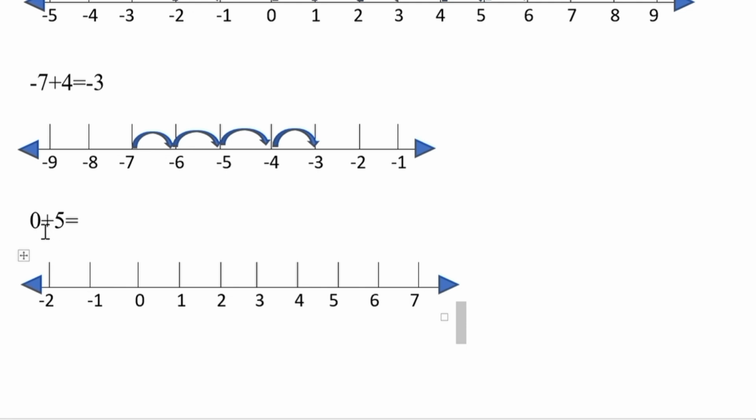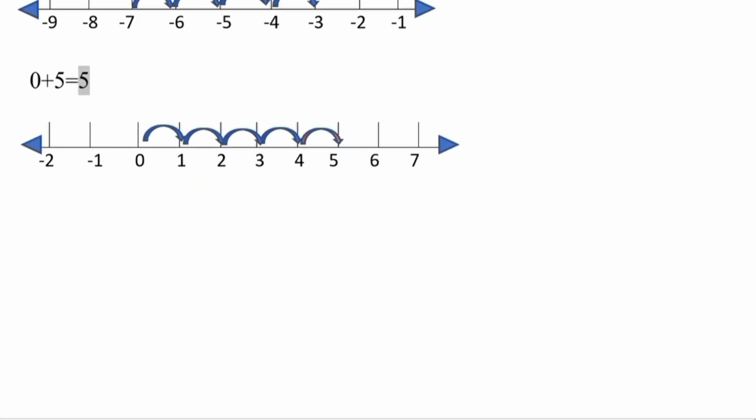Then identify where 0 is. Count 5 steps to the right. So 0 is here. Count 5 steps to the right of 0. We have 1, 2, 3, 4, 5. We have landed on 5. That means 0 plus 5 is equal to 5.